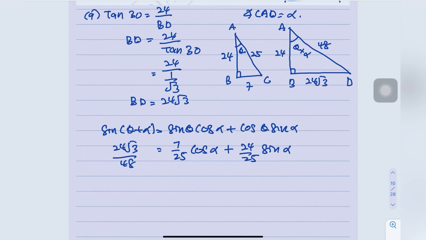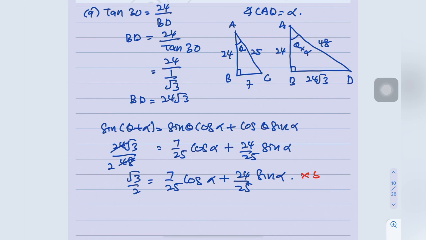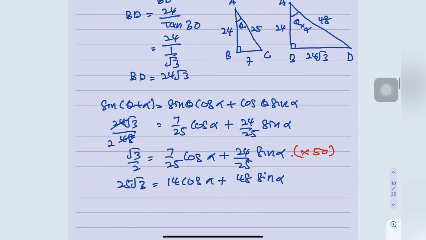Okay, so now we can simplify. This one is 2, so root 3 over 2 equals 7 over 25 cos alpha plus 24 over 25 sine alpha. To simplify this, times 50. So we will get 25 root 3 equals 14 cos alpha plus 48 sine alpha. Then we can make either sine or cos the subject. Let's say we make cos the subject. So cos alpha equals 25 root 3 minus 48 sine alpha over 14.